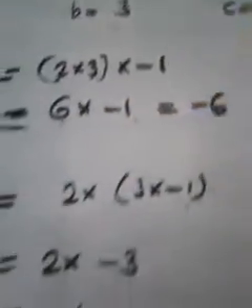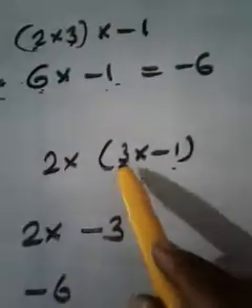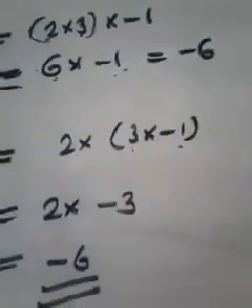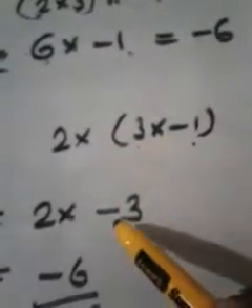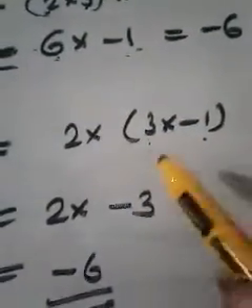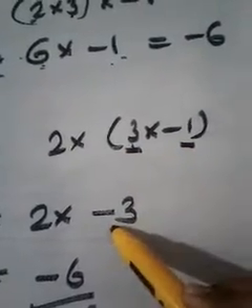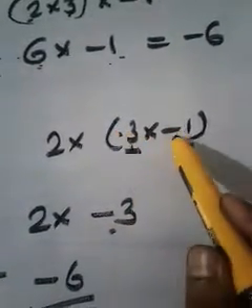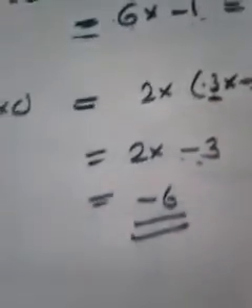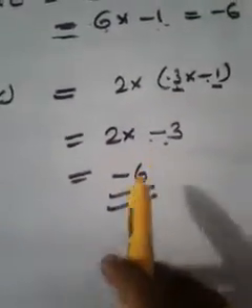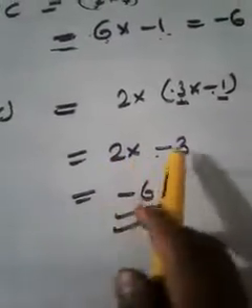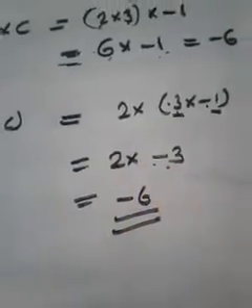6 into 1 is 6. And here also 2 into 3 into minus 1. What is that? 3 into minus 1 is minus 3. How did you get 3 into minus 1 as minus 3? Tell me. Because 3 into 1 is 3, no? Then it is plus into minus, it is minus. So the sign will be minus in that way. Then 2 into minus 3 will be minus 6. Why? Because 2 into 3 is 6. Plus into minus will be minus.